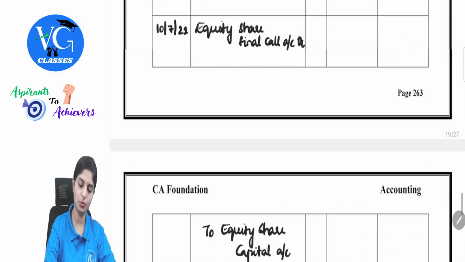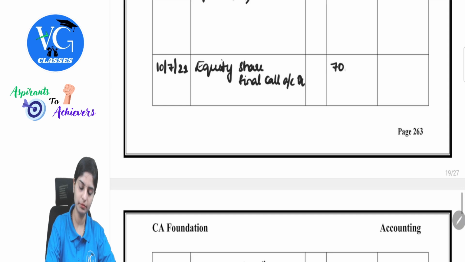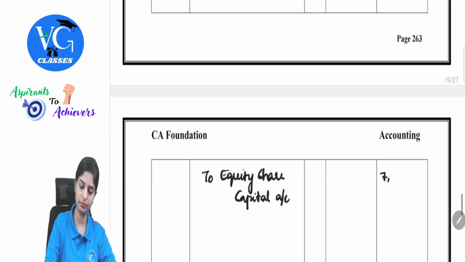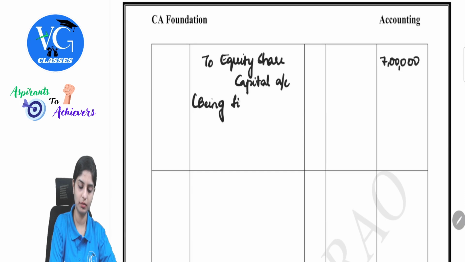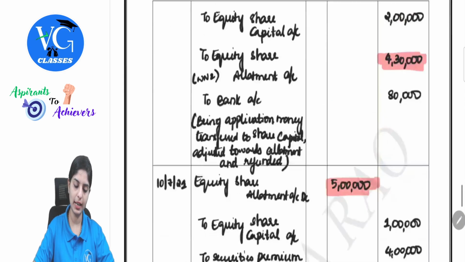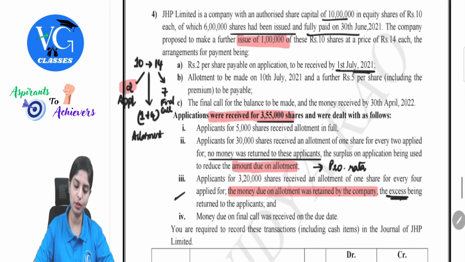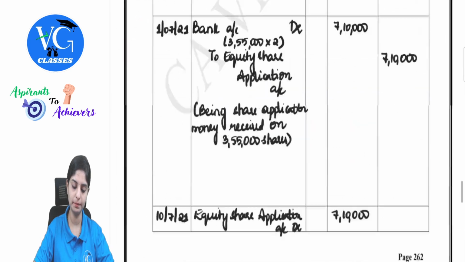7 rupees. So this will be 7 lakh, because 1 lakh shares into 7 rupees, being final call money made due. So they are telling that on 30th April, we also received the final call.